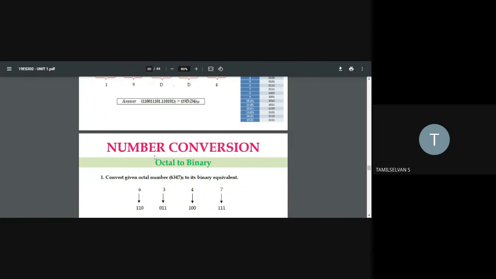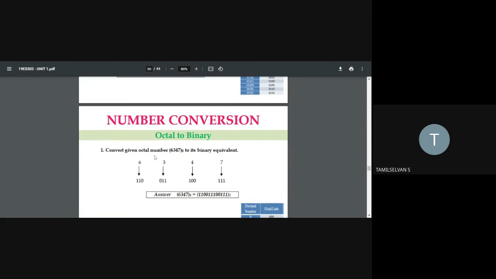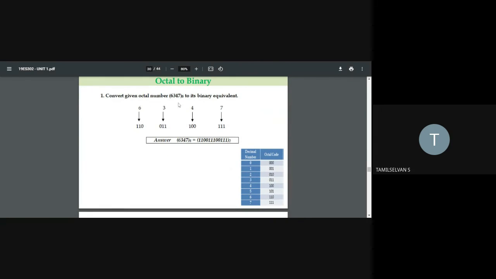And the other conversion is octal to binary. Octal to binary is very easy to convert compared to the other conversions. We can directly move to the binary value in a single step. In this example, the most important thing is this table. Convert this octal number 6347 to its binary equivalent.